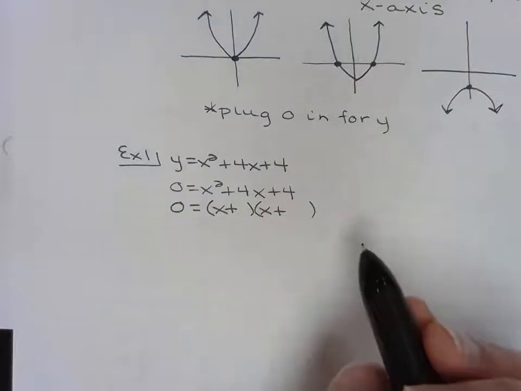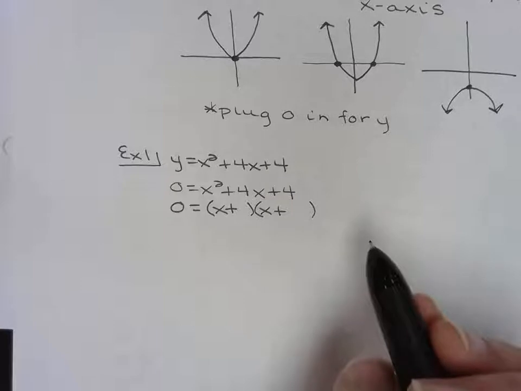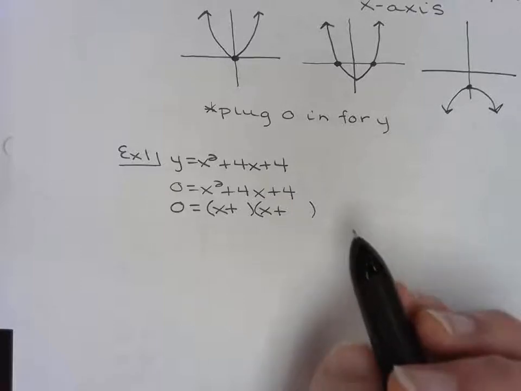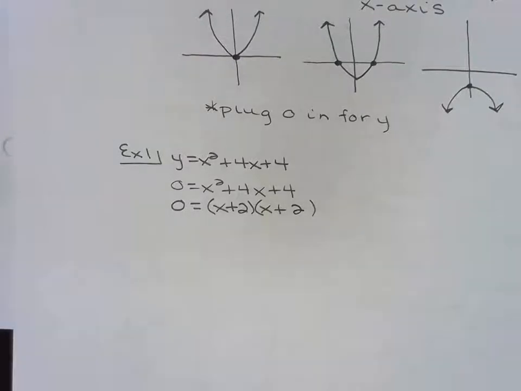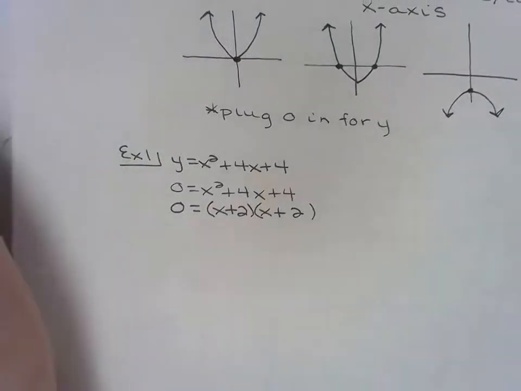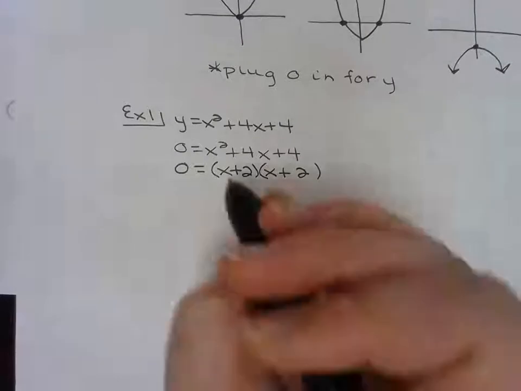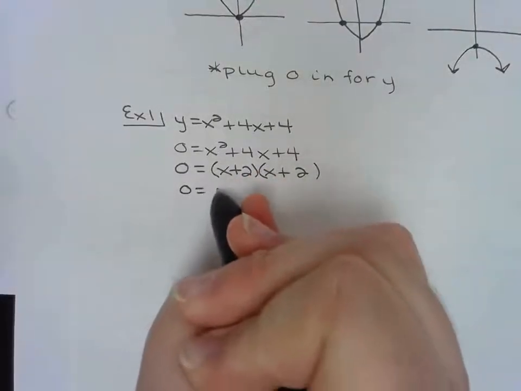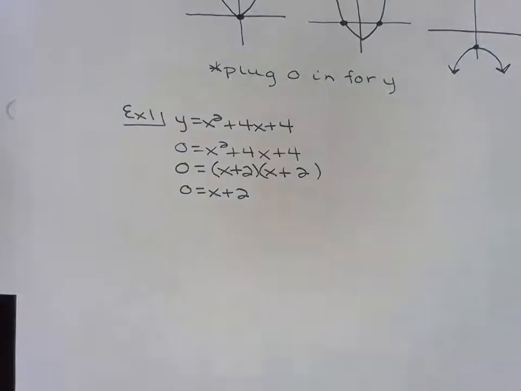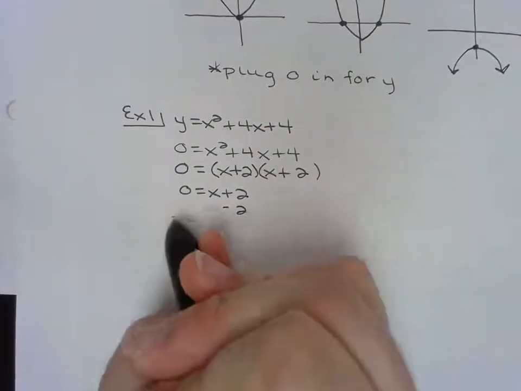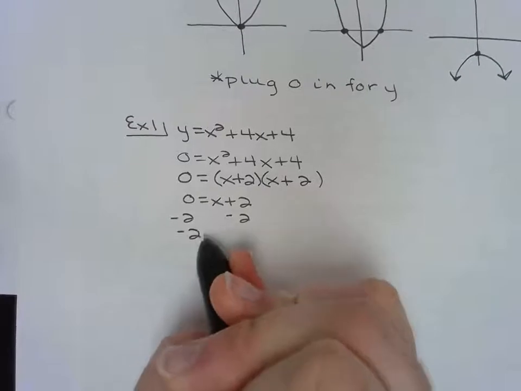2 numbers that multiply to give me 4 and add to give me 4, so 2 and 2. So as I go to find the x-intercepts, just like we did on the warm-up, set it equal to 0. Now I only have to worry about one of them because they're both the same. So my x-intercept is -2.